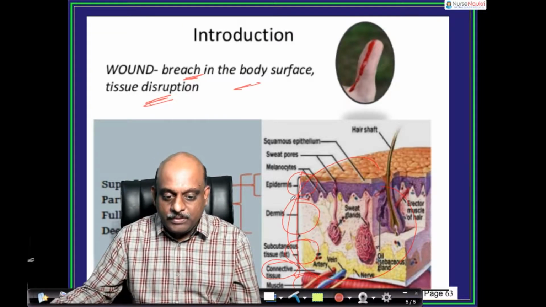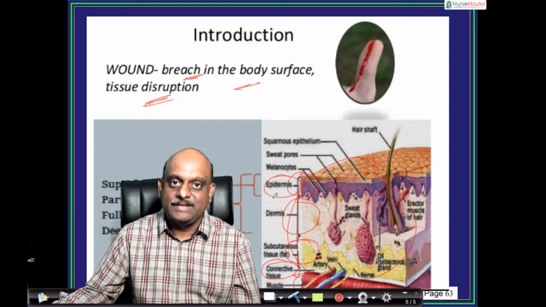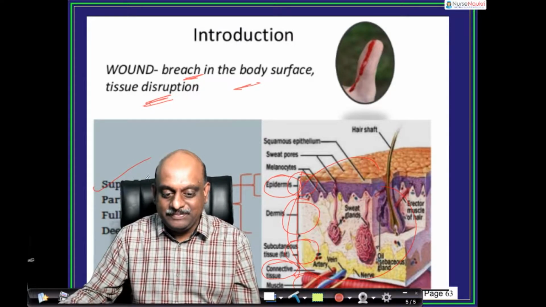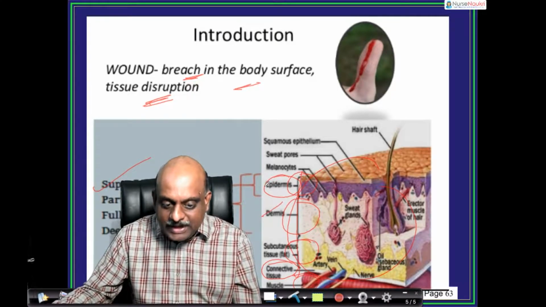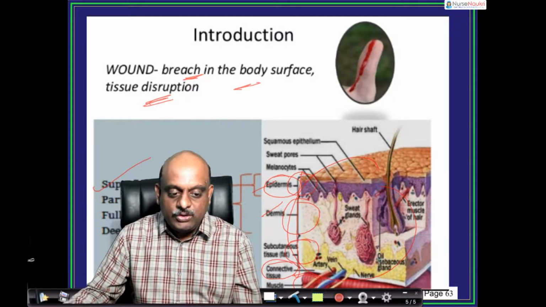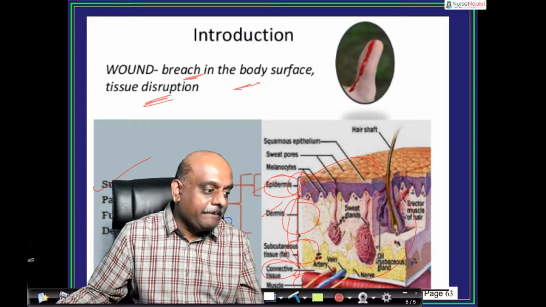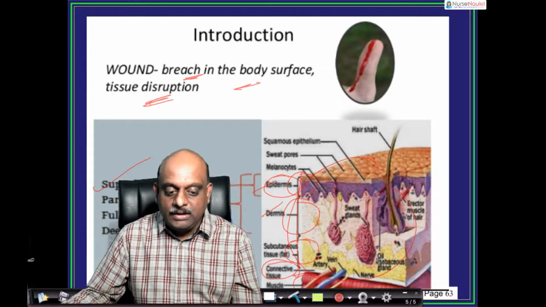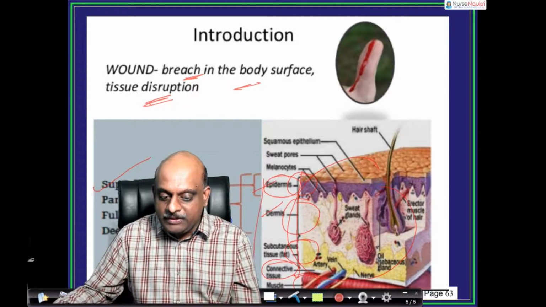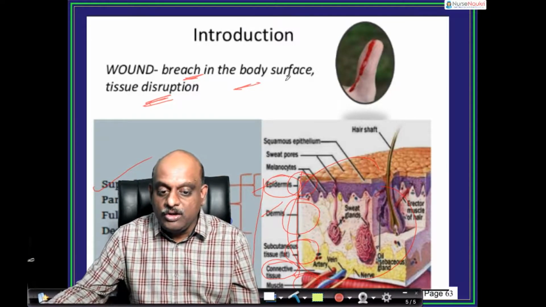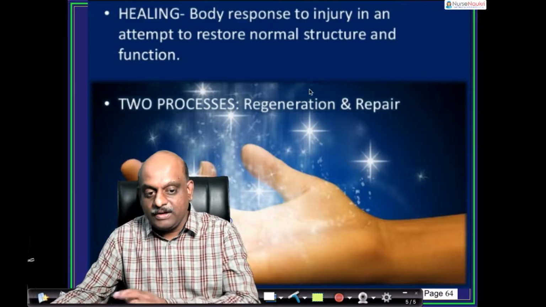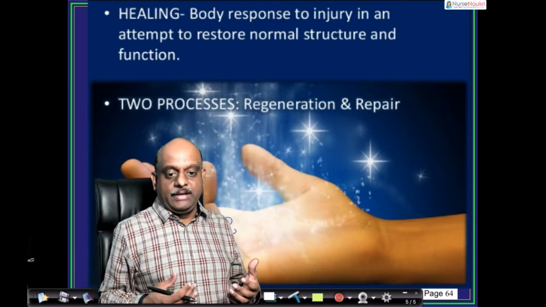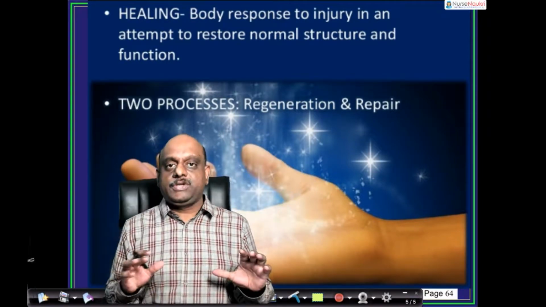Now, suppose only the epidermis is injured, if there is a breach in that, you call it a superficial wound. Then, if there is a breach in the dermis and epidermis, you call it partial thickness. If there is involvement of the epidermis, dermis and subcutaneous tissue, everything, that you call full thickness, right? Now, what is healing? Healing is the response to the injury to restore the normal structure and function.